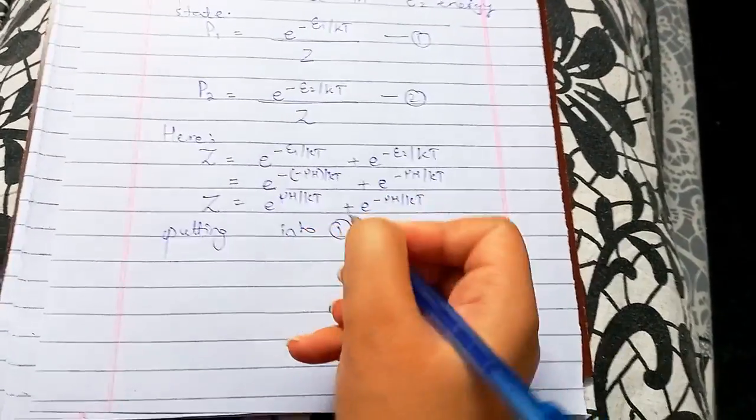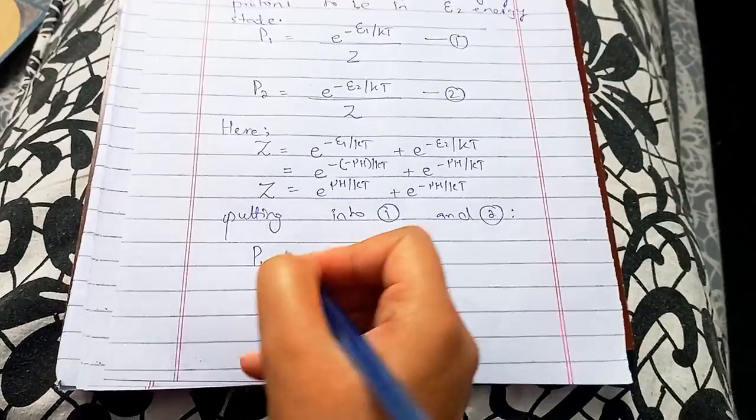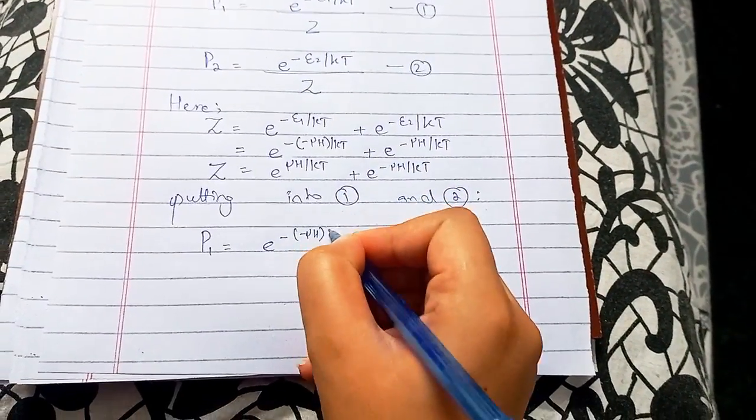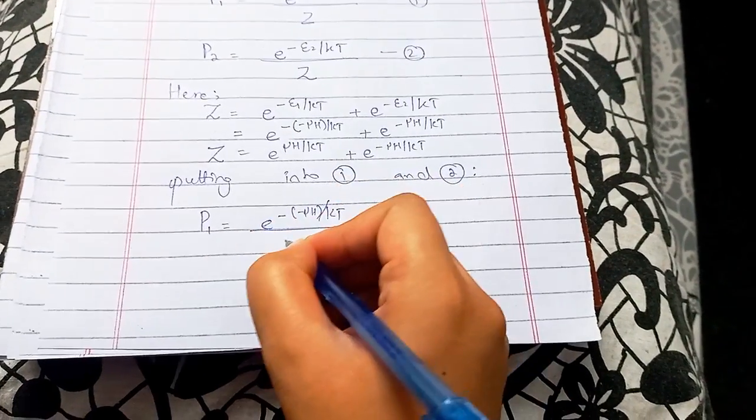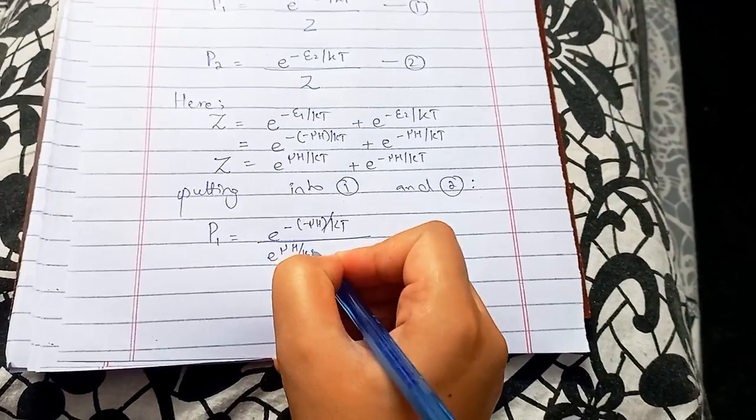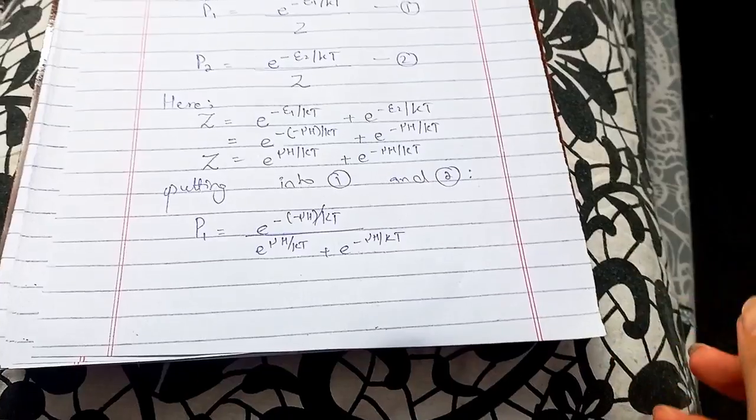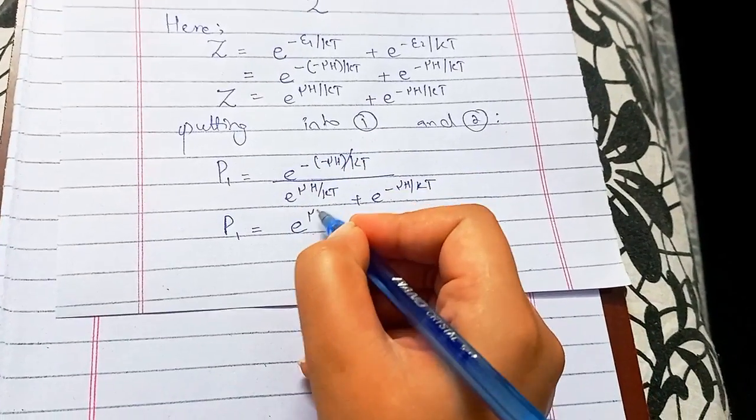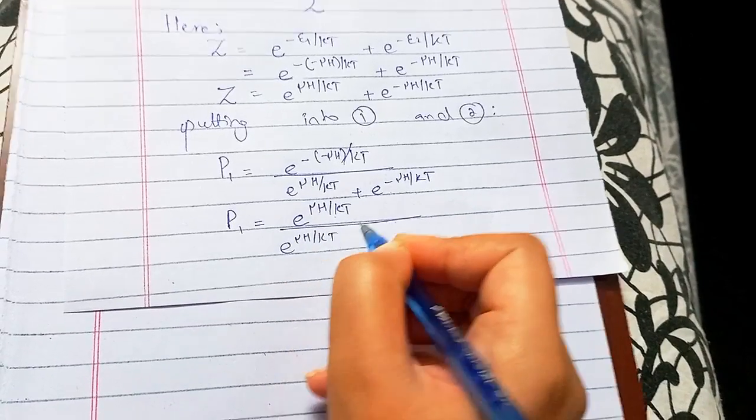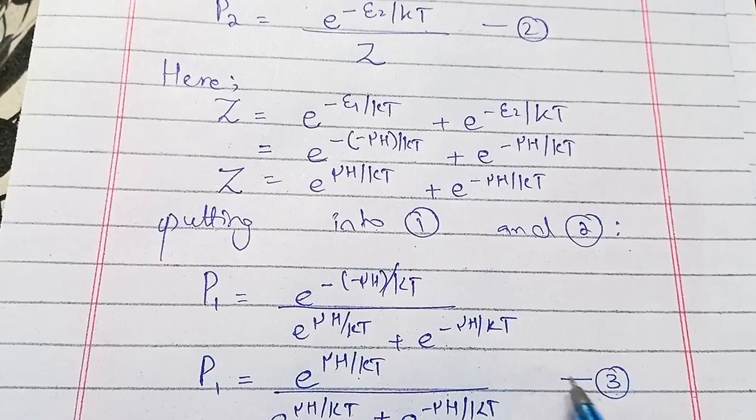Alright, so P1 equals e to the power minus, in place of E1 I'm writing minus mu h, divided by kT, and we have Z in the denominator, which is e to the power mu h by kT plus e to the power minus mu h by kT. So P1 equals e to the power minus minus, which becomes plus mu h by kT, divided by e to the power mu h by kT plus e to the power minus mu h by kT. Call it equation number 3.